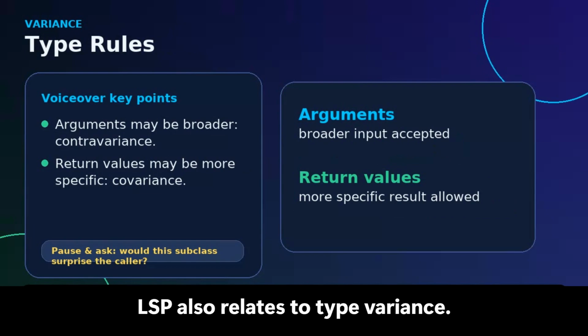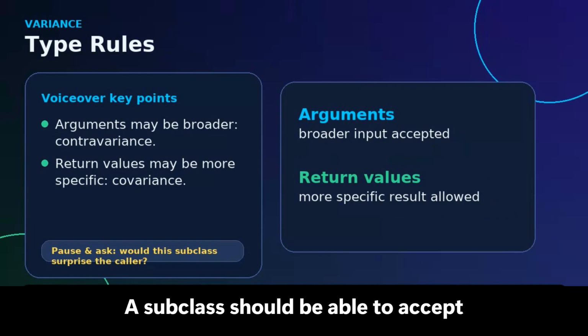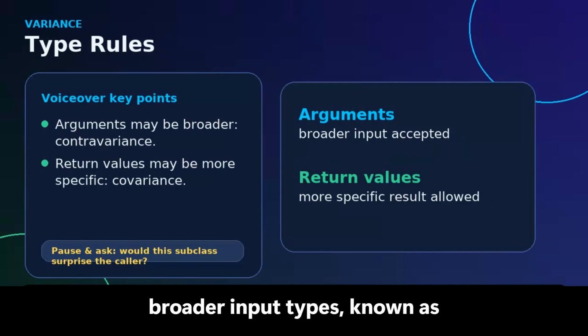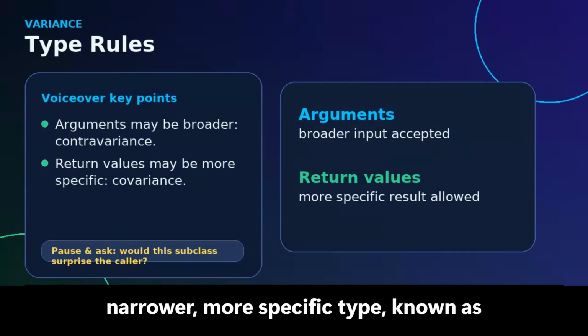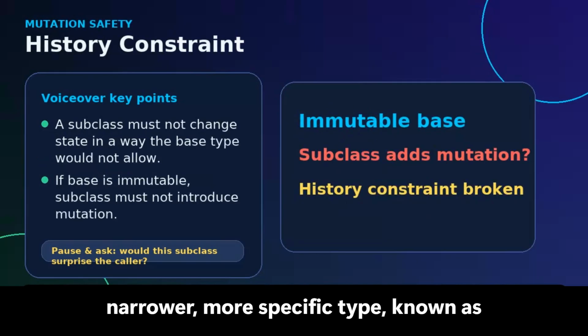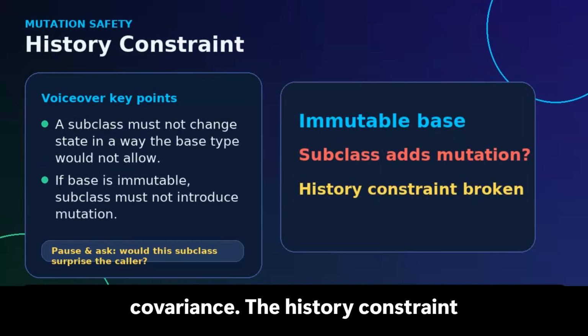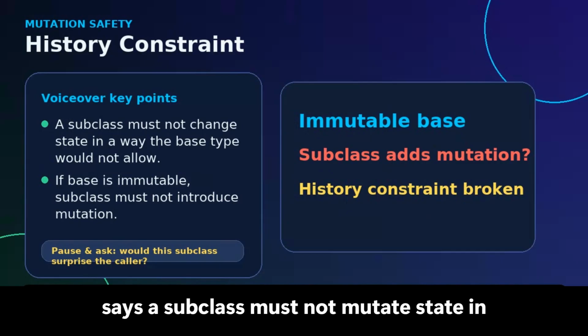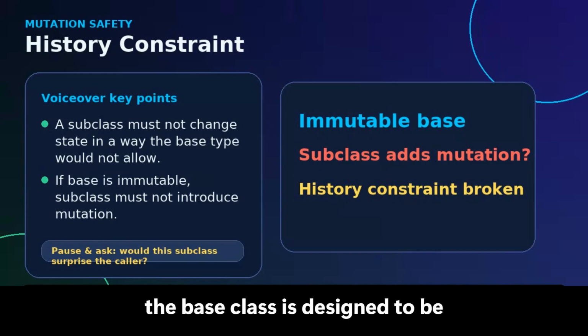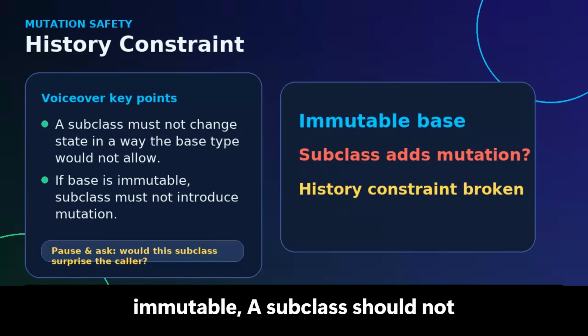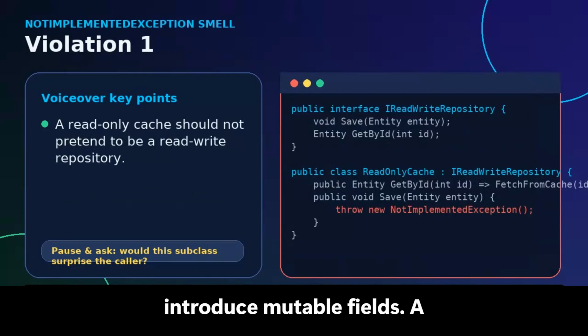LSP also relates to type variance. A subclass should be able to accept broader input types, known as contravariance, and it may return a narrower, more specific type, known as covariance. The history constraint says a subclass must not mutate state in a way the base type would not allow. If the base class is designed to be immutable, a subclass should not introduce mutable fields.